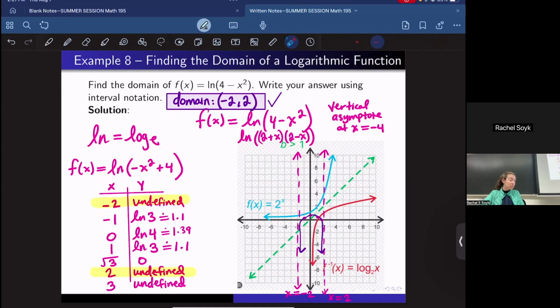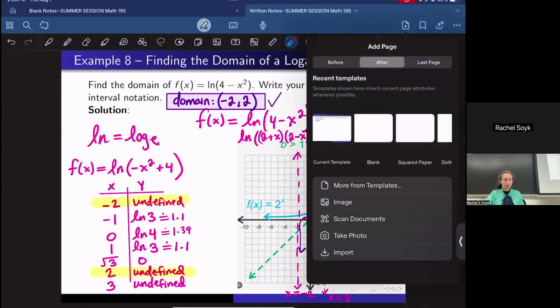So did you have to solve this graphically? No, you didn't. They didn't ask you to, but I kind of wanted you to see the visual. If you come across this question and you're just asked to find the domain, the easiest way to go about it, maybe I'll go on the next slide to show you. So ln of 4 minus x squared, just gonna remember that.